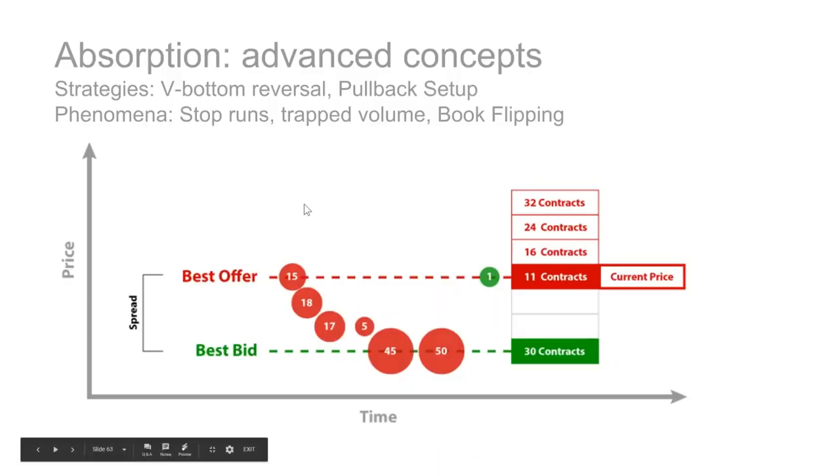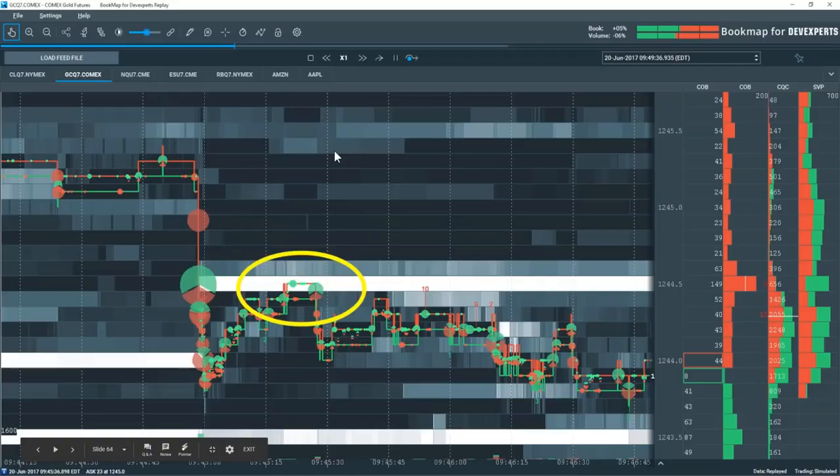Let's go through a few advanced concepts: V-bottoms, V-bottom reversals, and the pullback strategy that we covered earlier. You can look for stop runs, trap volume, and book flipping as well. Let's take a look. Here's our sweep down to the bottom.